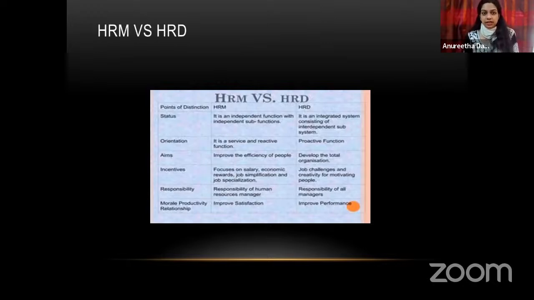What is HRM and HRD? HRD is human resource development, where HRM focuses on improving the efficiency, but HRD focuses on the development of the efficiency, where you improve the satisfaction, but here you improve the performance.